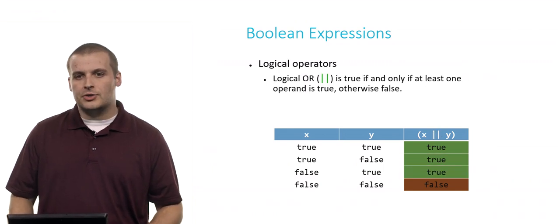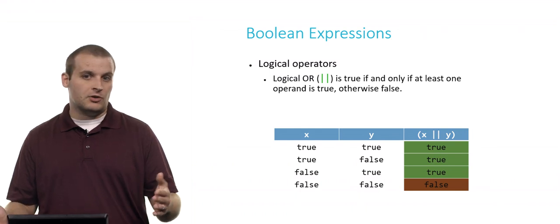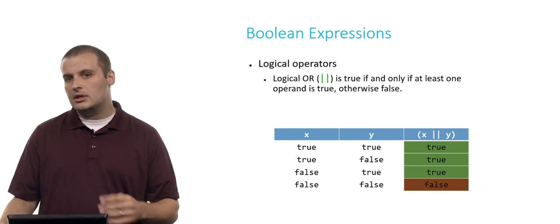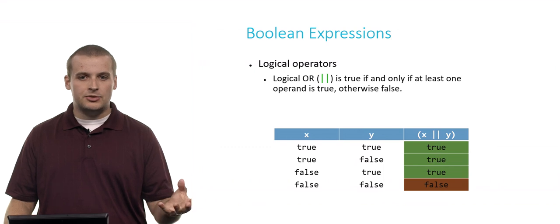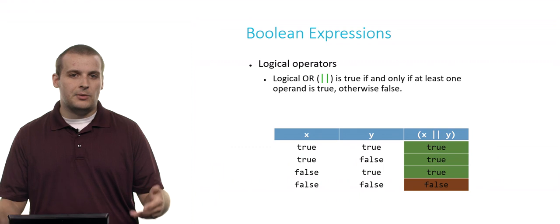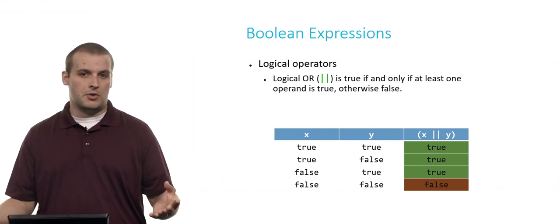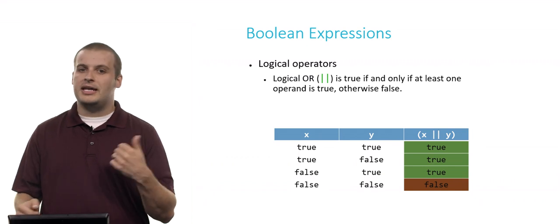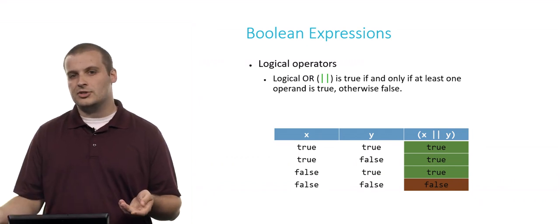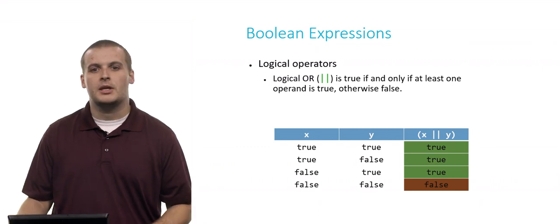Logical OR is true if and only if at least one operand is true, otherwise false. So logical AND required both x and y to be true. Logical OR requires x to be true, or y to be true, or both x and y to be true. So again, we find ourselves at a fork in the road, and we want to go down a particular path if x is true or if y is true, but not necessarily if both are true, but possibly if both are true.